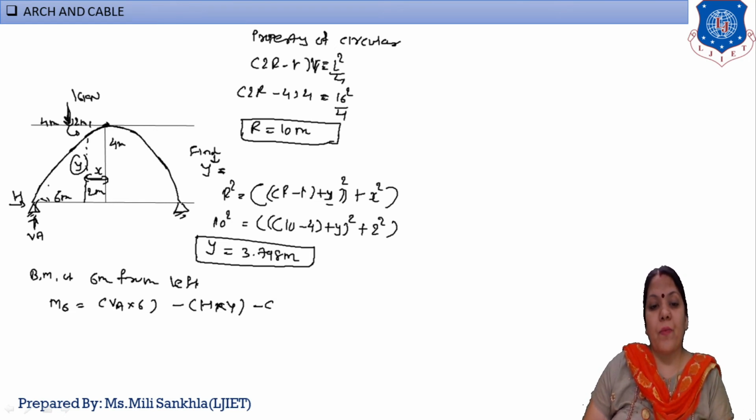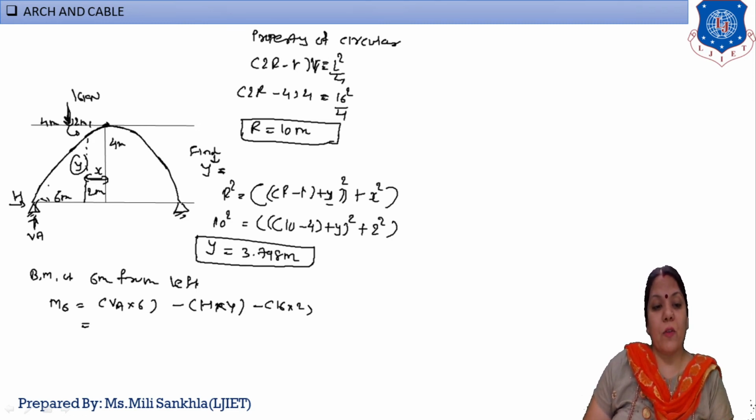So here 16 into 2, because we find out the moment at 6 meter and the load is given at 4 meter from the left hand side. Now the section at which we find out the moment, the section will include the given load. So here we take the moment of the 16 kilonewton load also.